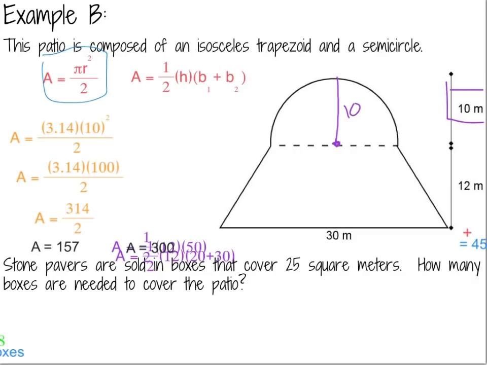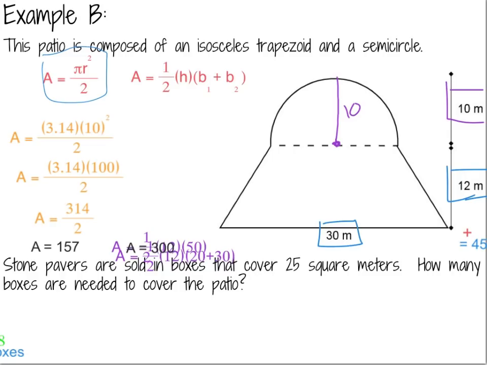So that gives me the area of the semicircle, but it still leaves me with the problem of figuring out what the area of the trapezoid is. So for my trapezoid, I need the height, base 1, and base 2. Well, I can see over here the height is going to be 12. I can see that one of the bases is going to be 30. Now I'm missing this other base up here across the top where the dotted line is.